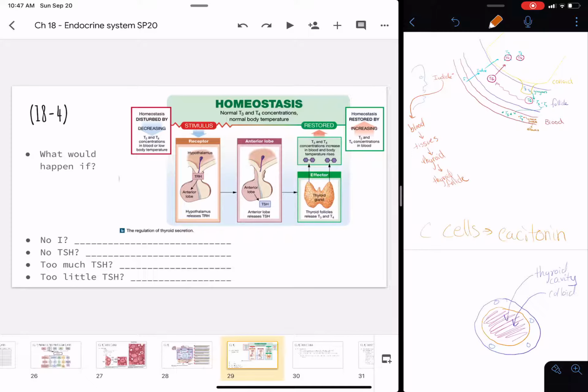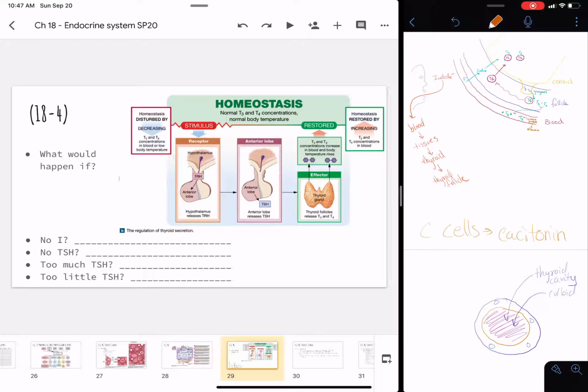Maybe there's some sort of tumor in the anterior lobe that's making more TSH than normal. And so if we have a bunch of thyroid hormone floating around in the bloodstream, then we're going to have a hyperthyroid disorder of some sort. We might not be able to stop it. And this is all just examples of what would happen for each of these scenarios, but it's a good way of thinking about the normal process of the thyroid gland.